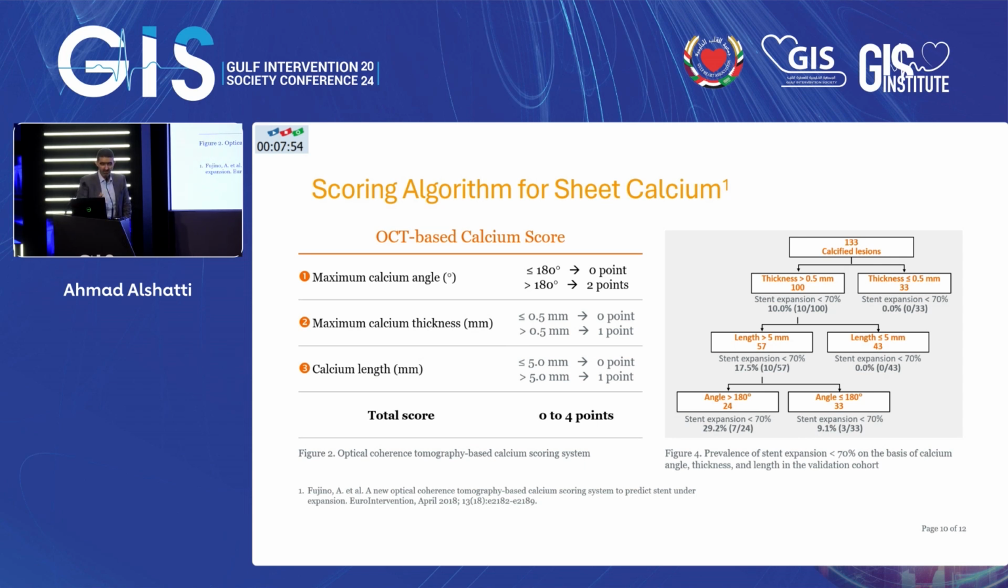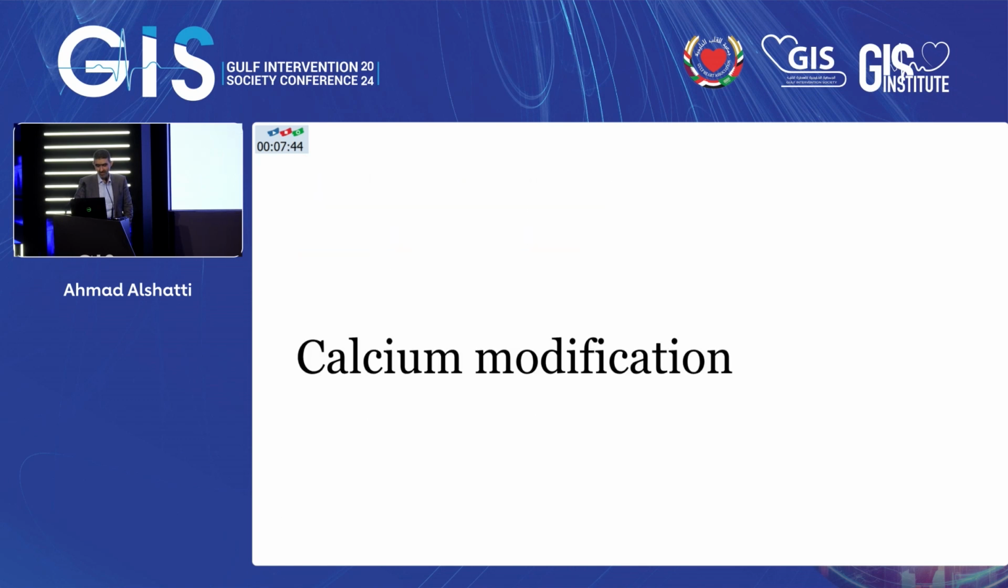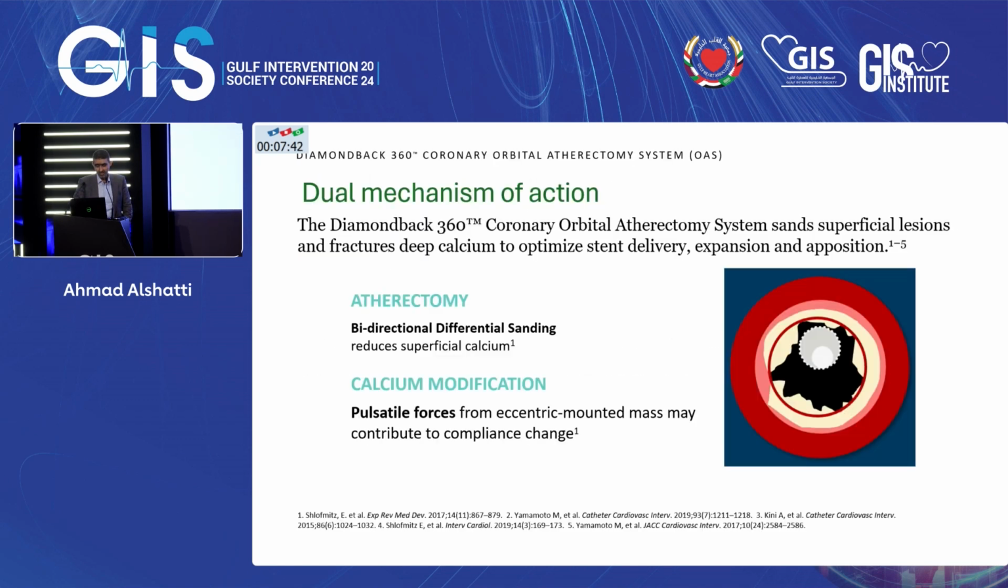Now, after doing the OCT, you would come up with the scoring system, and it would help anybody decide about the next kind of modification you need. And here we're going to talk about one modification, which will be used by my colleague here and was used for the live case as well, the orbital atherectomy device, which has a dual mechanism of action.